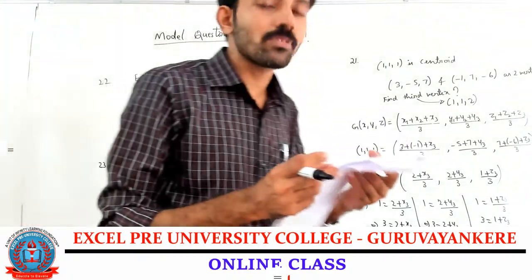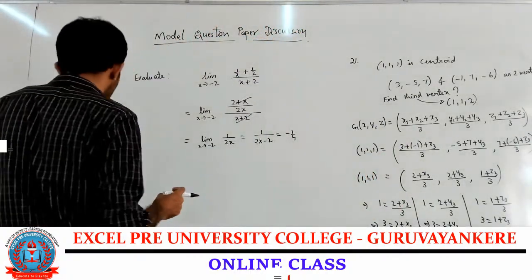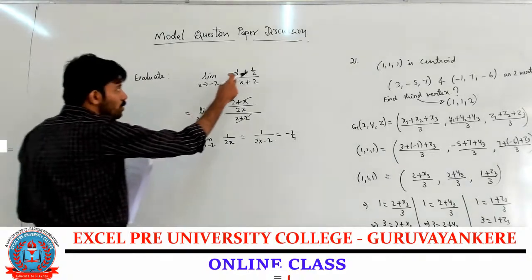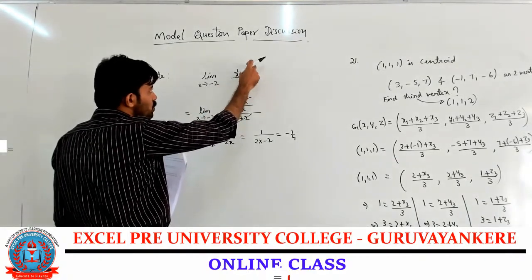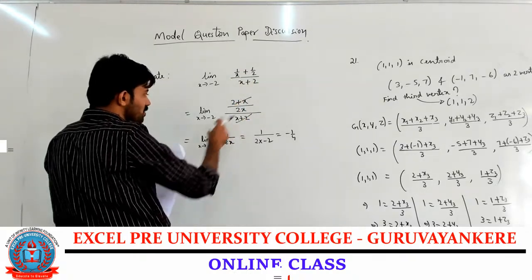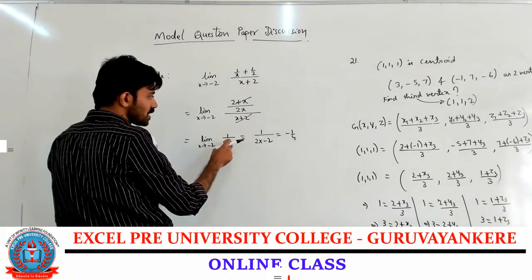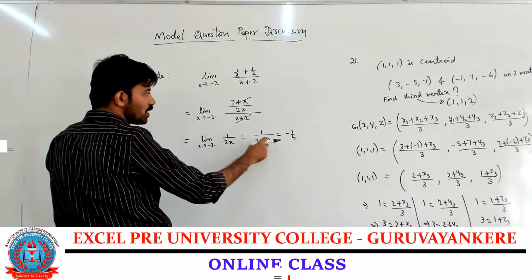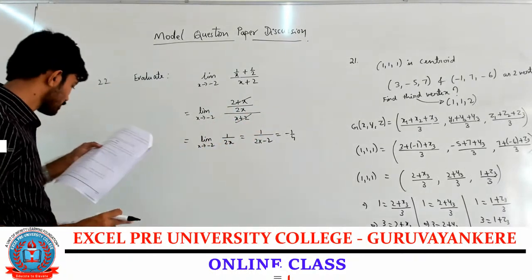Most of the questions are taken from the NCERT textbook itself. Take the common denominator 2x: (1 into 2 plus 1 into x) by 2x. The 2 plus x cancels, and we get 1 by 2x. Substitute x equal to -2, and 2 into -2 is -4. So -1 by 4 is the answer.